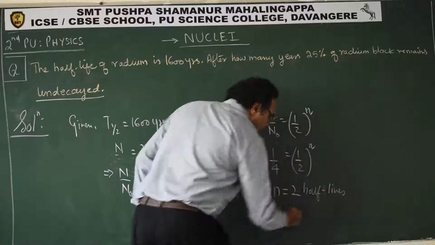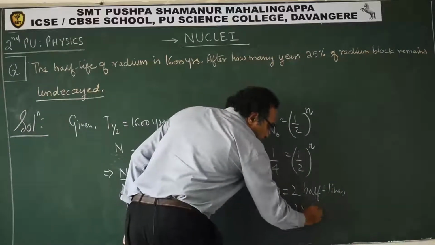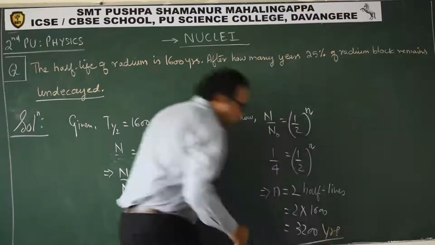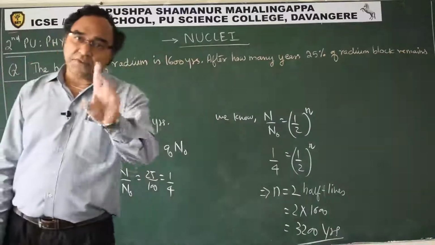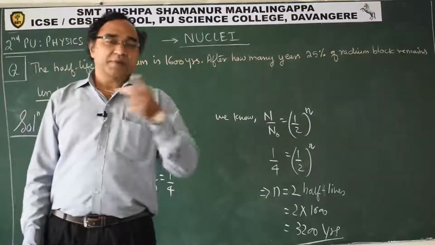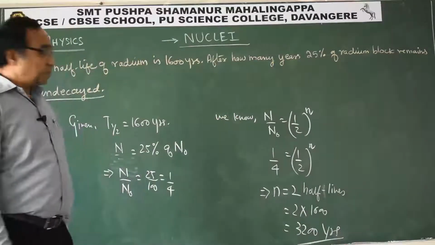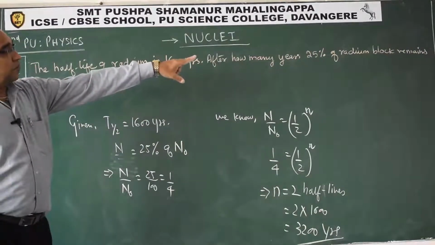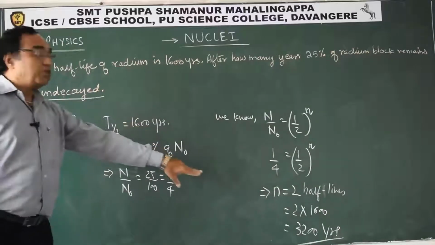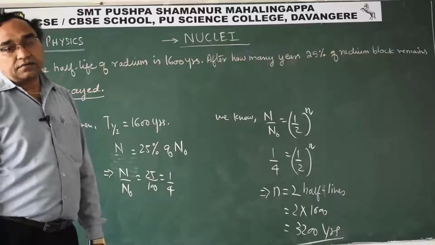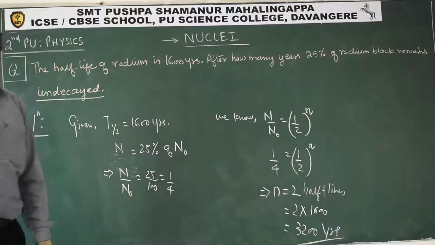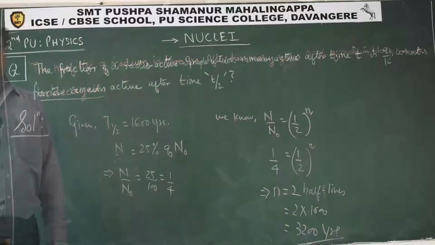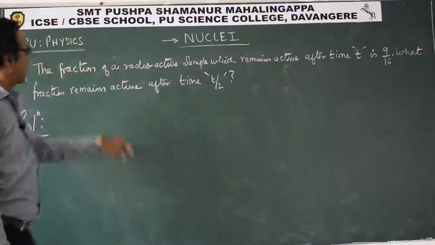So 2 into 1600 is how much? 1 half-life is 1600 years. So 2 half-lives will be 3200 years. This means, after how many years does 25% of the radium block remain undecayed? 3200 years. It will take 3200 years for 75% to decay, or 25% to remain. Clear?